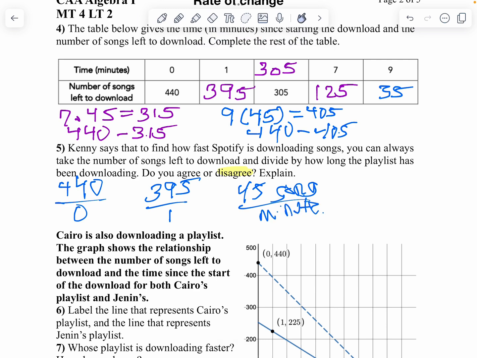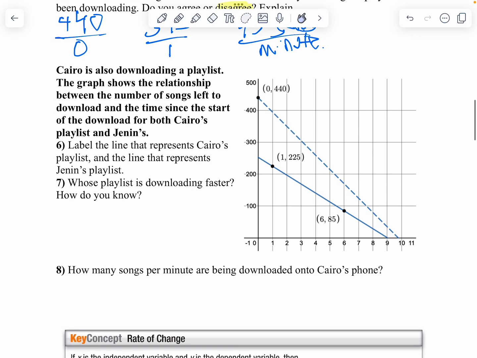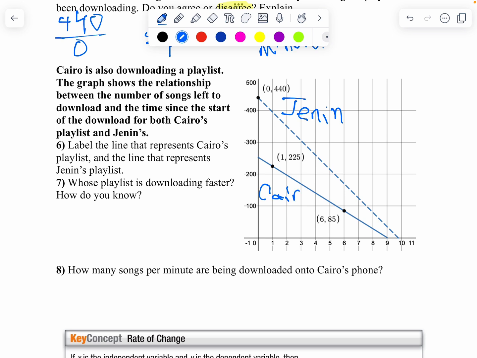Now let's take a look at Cairo here. Cairo is also downloading a playlist. The graph shows the relationship between the number of songs left to download and the time since the start of downloading for both Cairo's playlist and Janine's. Label the line that represents Cairo's playlist and the line that represents Janine's. Well, we know Janine started at 440, so the dashed line is Janine, and then Cairo should be our solid line.